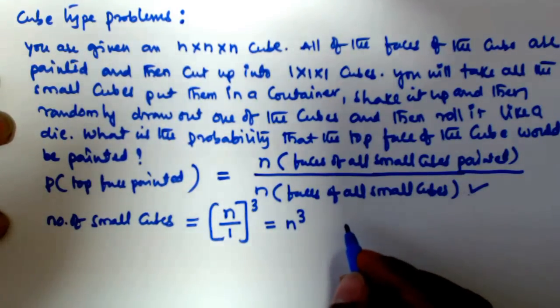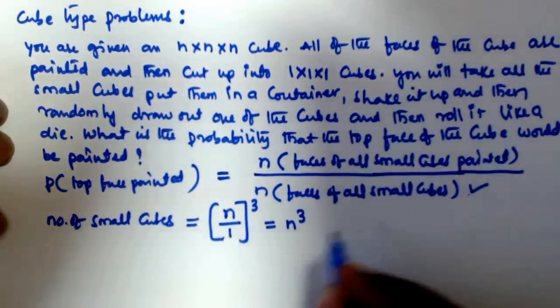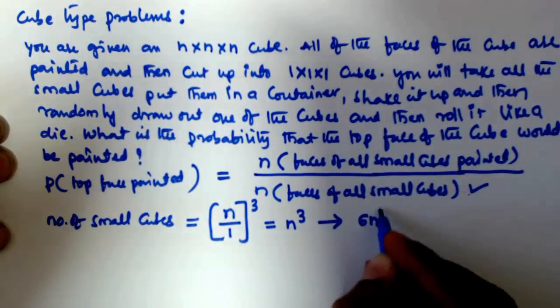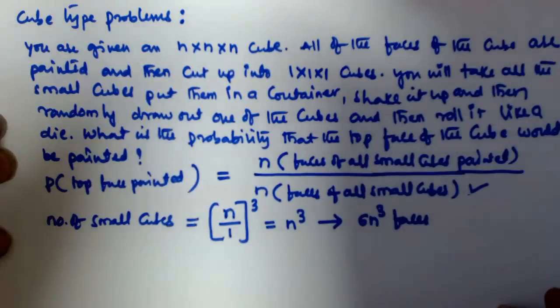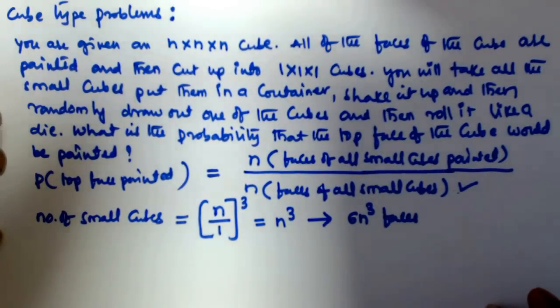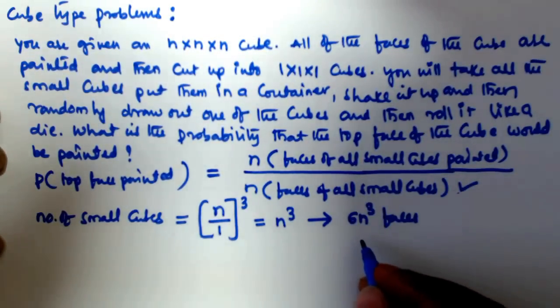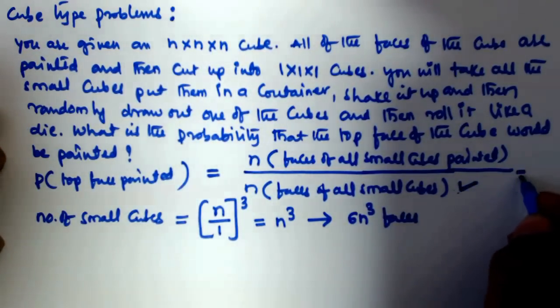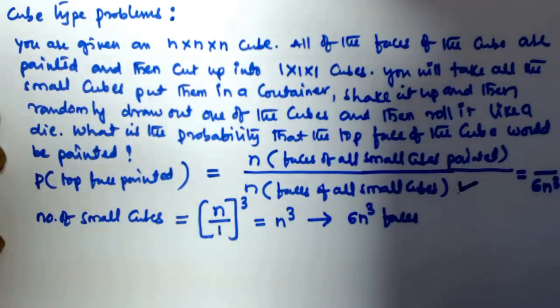So we know that each cube consists of 6 faces. So n cube small cubes are going to consist of 6 n cube faces. So n cube gives the total number of small cubes, and 6 n cube gives the total number of faces of the small cubes. So that means we got the value for this one, and the denominator is going to be 6 n cube.